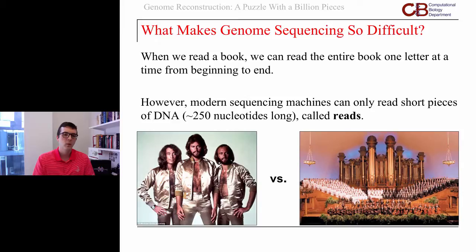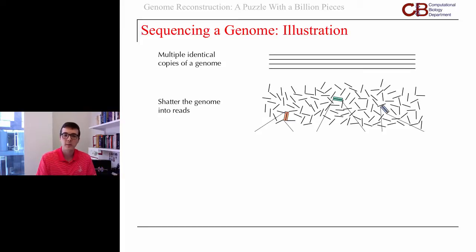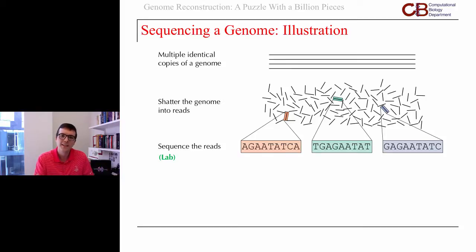So what researchers do, because they can read the short pieces of DNA but not long, is they take a sample that has multiple identical copies of a genome, and they shatter that genome into reads. They apply some chemical, for example, or they use a sonification method. There are a variety of ways to break all these copies of the genome into pieces. Those pieces, again, are called reads. Then there's a very high-tech lab component that reads out all these reads, and for each fragment is able to tell you what that fragment is.